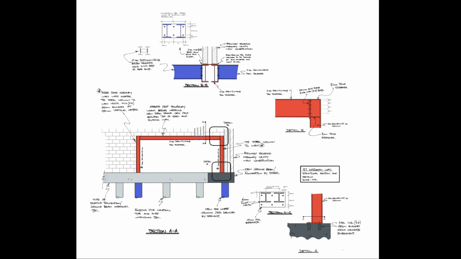I started off initially with only doing detail A and B, but then I added in the section, and then the section led to doing some more connection details just to show more clarity. So you can see why just by starting off with a sketch section it can evolve into something like this.